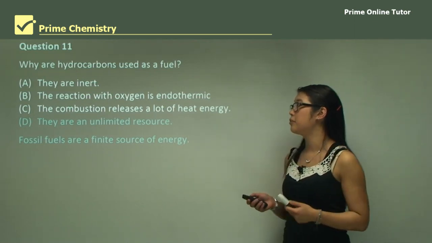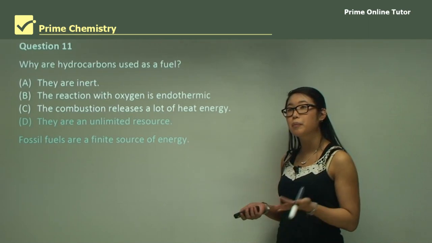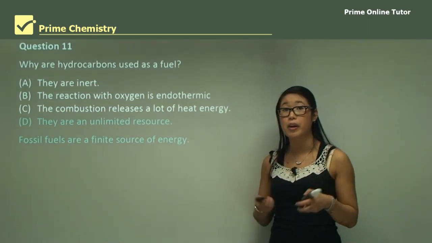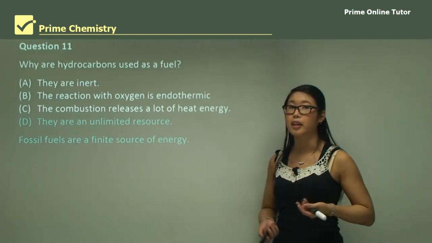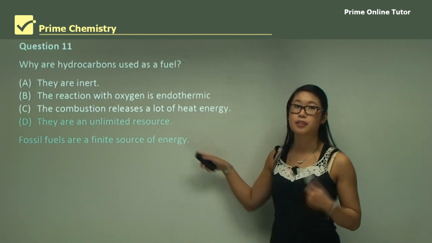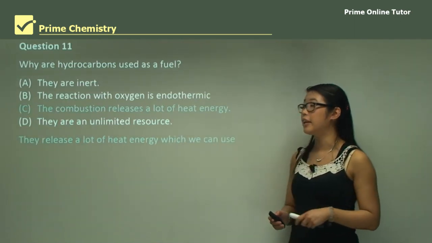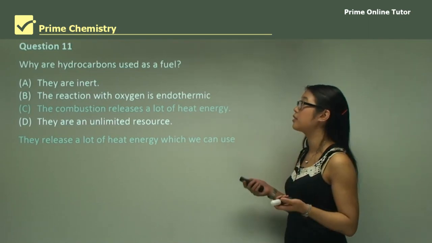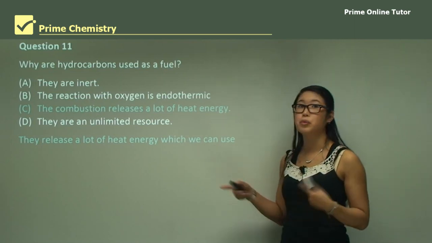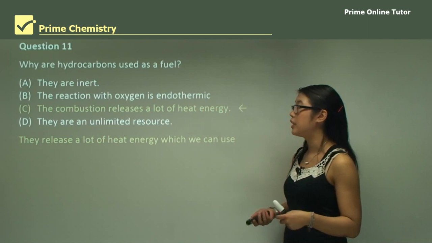D, they are an unlimited resource. Fossil fuels such as hydrocarbons, petroleum, and coal are a finite source of energy because we're always talking about running out of it. We need to find renewable energy like solar or water. So this is not an unlimited resource, it's a finite resource. C, the combustion releases a lot of heat energy. Yes, hydrocarbons are used as a fuel, they're burnt. They release a lot of heat energy, which we use, say, in cars to move the pistons, and therefore C is correct here.